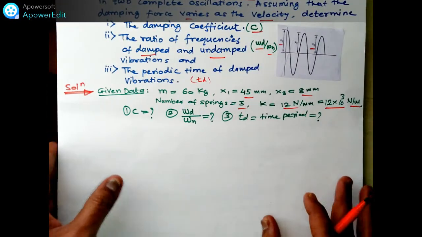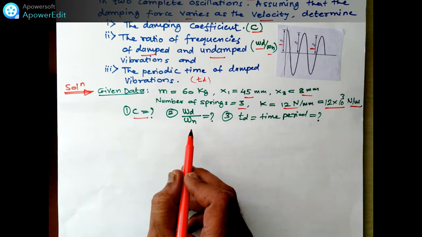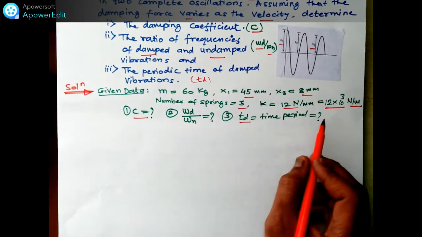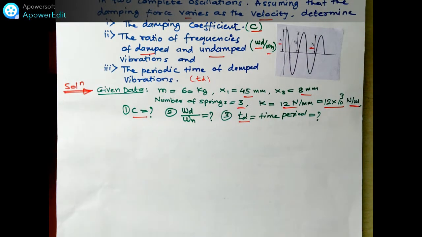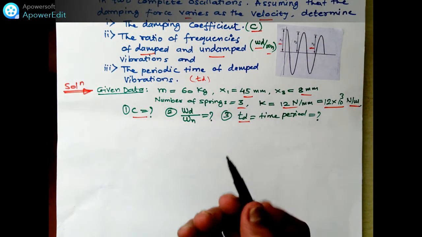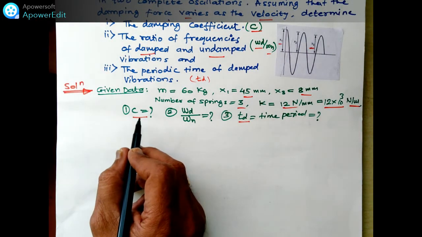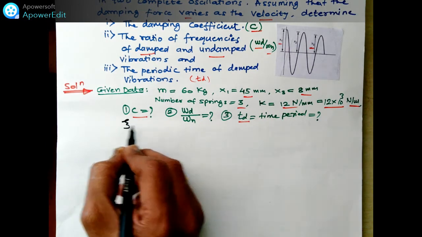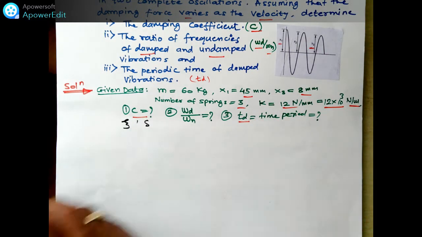So next, what we have to find out: C, the damping coefficient, the ratio of damped frequency to the natural frequency, and the time period. So how to find out this one? Friend, you will see one by one. Here, simple step, these are the given data. We have to find out the value of C. For this we require the value of zeta, and to find zeta we also require the value of delta.